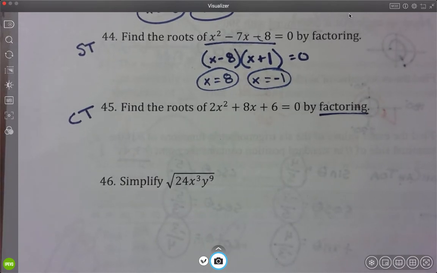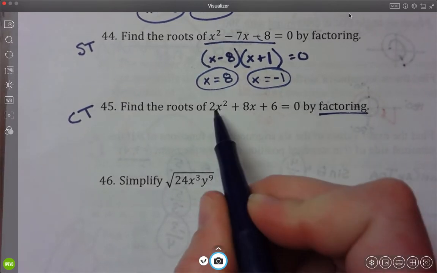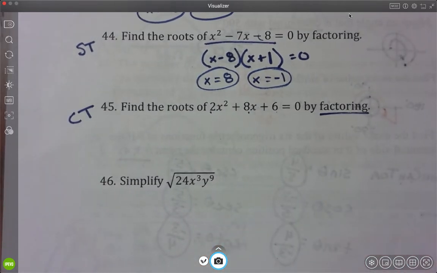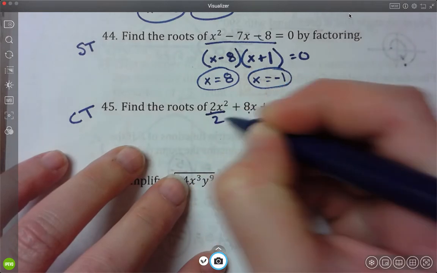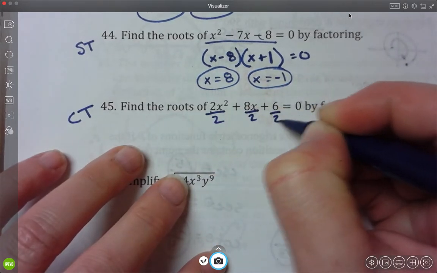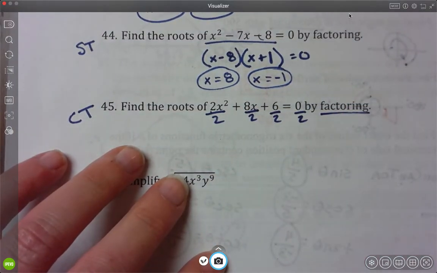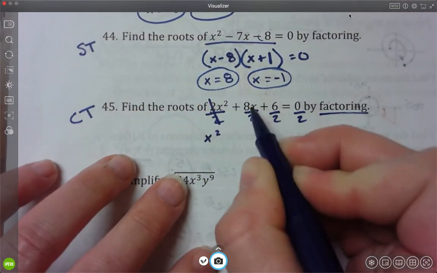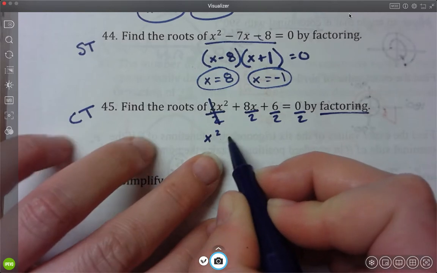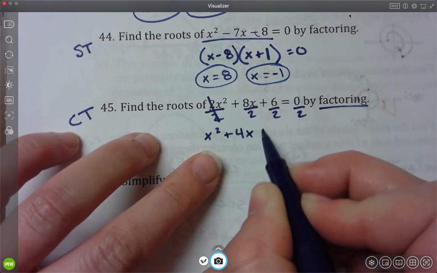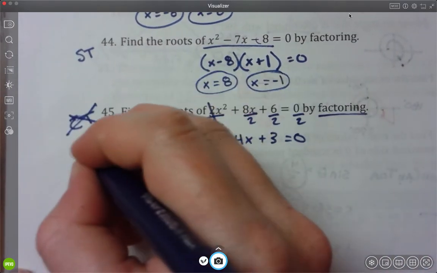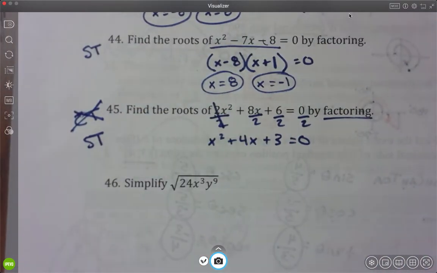Shoot. Since all of them, look at the numbers, 2, 8, and 6, I can divide all of them by 2. Ha! Dang. I almost got tricked. I almost had to do that whole big long thing. Let's do that first. So if I divide everything by 2, this guy will be x squared. 8 divided by 2 is going to be 4x. And this guy will be plus 3 equals 0. Now, he's not a complex trinomial anymore. He is actually a simple trinomial. We've divided by 2 on everything.